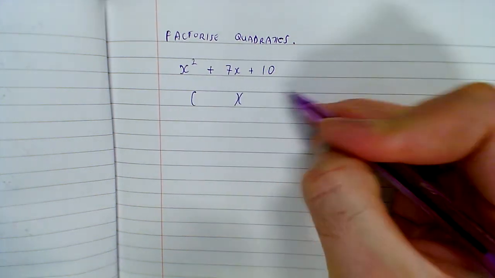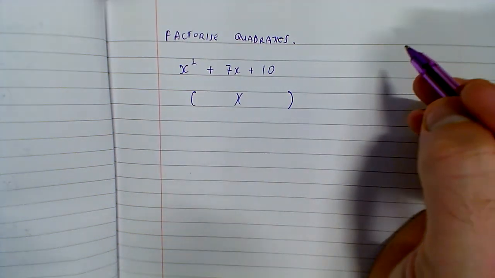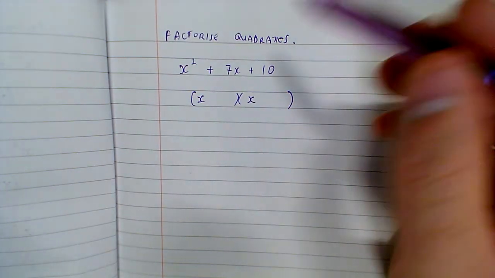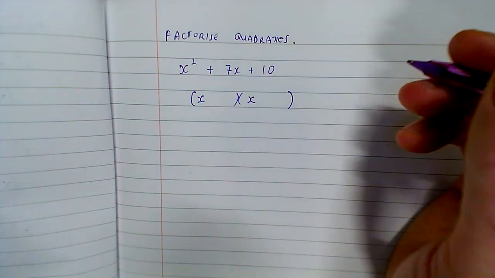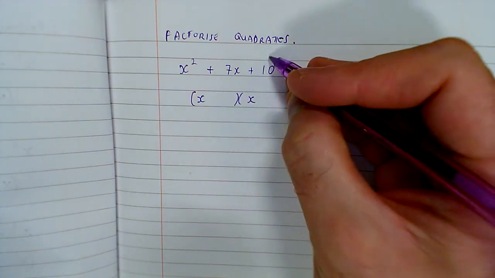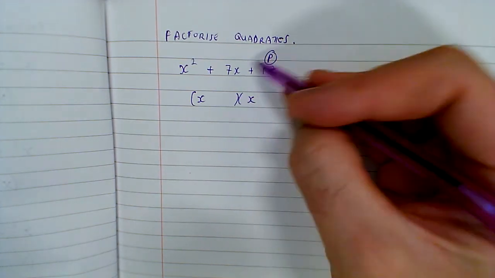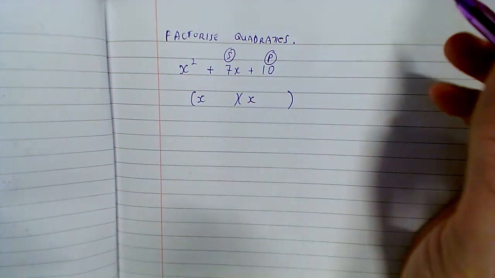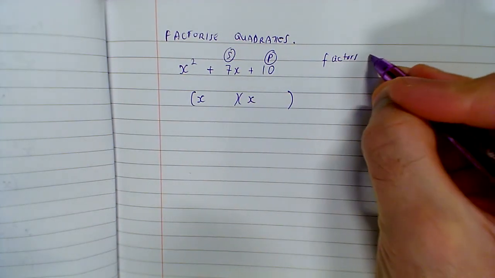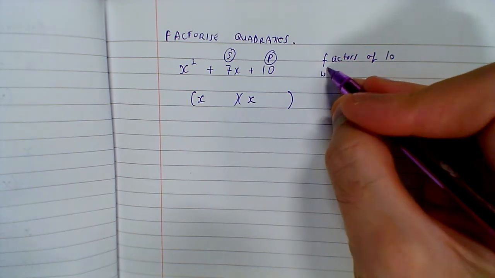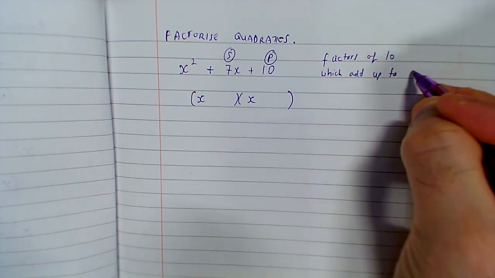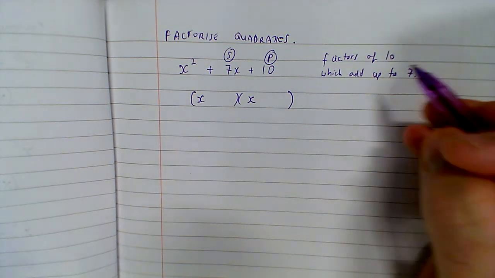First of all, open up two brackets. You must put x and x as the first term, because when we multiply this, we're going to get the x squared, which is what we want. Now remember, the product of the two numbers here should equal 10, and their sum should equal 7. So we're looking for factors of 10 which add up to 7.